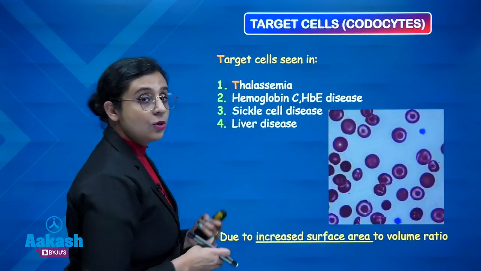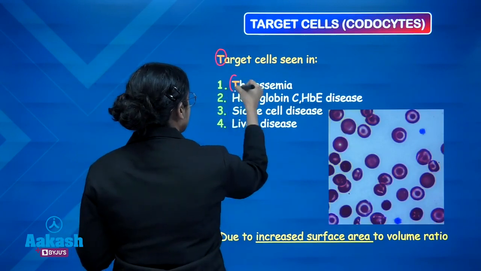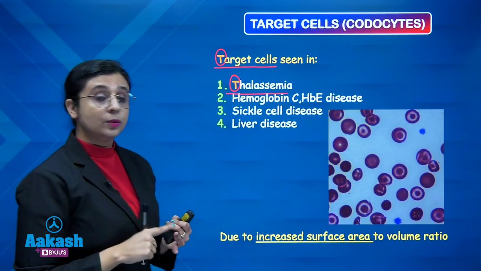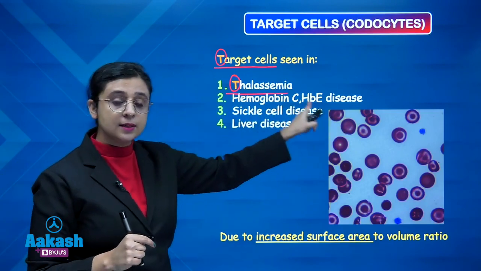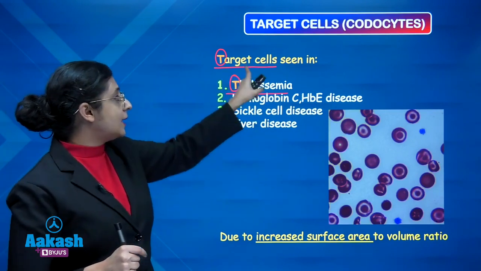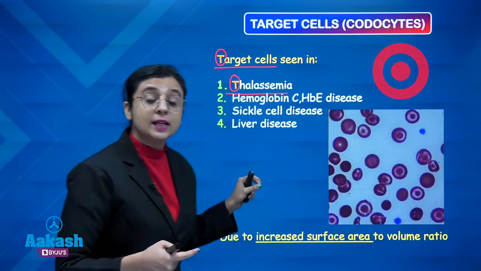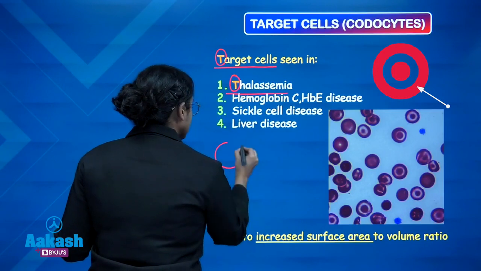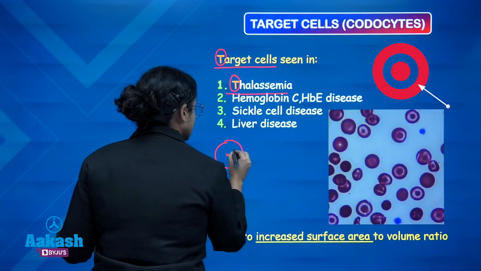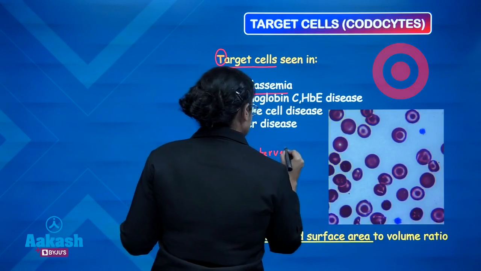Next, target cells also called as codocytes, and what is the mnemonic? Very famous mnemonic, T for target cells, T for thalassemia. So target cells are found in thalassemia, also found in other hemoglobinopathies like hemoglobin C disease, hemoglobin E disease, sickle cell anemia, also found in liver disease, but most commonly they ask you T for target cells, T for thalassemia. Now why are they called as target cells? Because they look very similar to a target appearance, right? Increased hemoglobin deposition on the periphery and increased hemoglobin deposition in the center with the intervening pallor area.